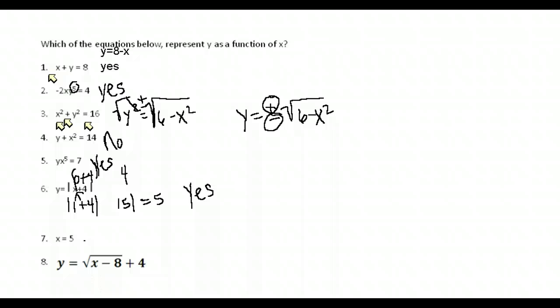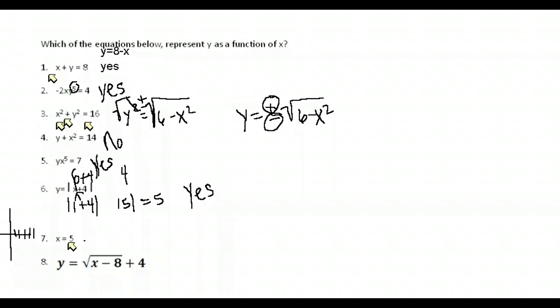What about x equals 5? We talked about this in our lesson a couple of lessons ago. I think it was assignment 2. What does the line x equals 5 look like? Now remember on the graph, are we going to have x repeated? Yeah, over and over again, because x is always 5 no matter what y is. Can we repeat x's and still have a function? Absolutely not. So this is not going to be a function.